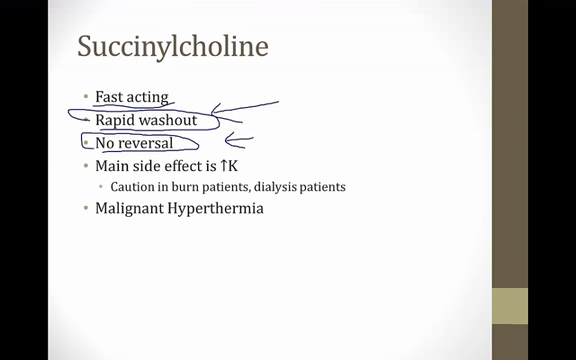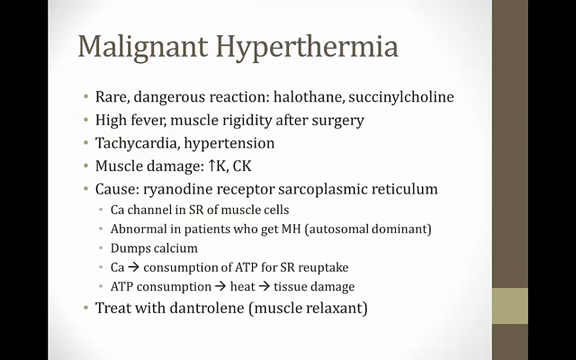The main side effect of succinylcholine is elevated potassium, and this is particularly dangerous in burn patients or dialysis patients or any patient who may have a high potassium at baseline. If you administer this drug and raise the potassium further, you can put the patient into cardiac arrest. And then the other dangerous side effect of succinylcholine is malignant hyperthermia. So let's talk about malignant hyperthermia. It's a rare, dangerous reaction that occurs after patients receive halothane, which is an inhaled anesthetic, or succinylcholine.